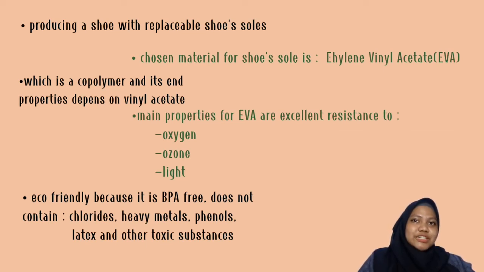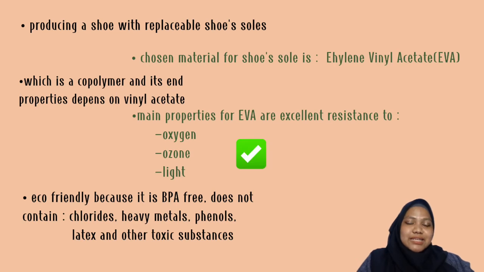So, to reduce the chances of slip and fall accidents from happening, our group came up with producing a shoe with replaceable shoe soles. The chosen material for the shoe sole is ethylene vinyl acetate because it is excellent in resistance to oxygen, ozone, and light, but EVA shows poor resistance to tear and abrasion. EVA is the material that will be used in making the shoe sole for this engineering solution.